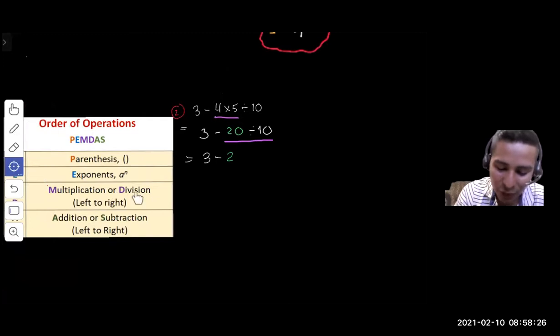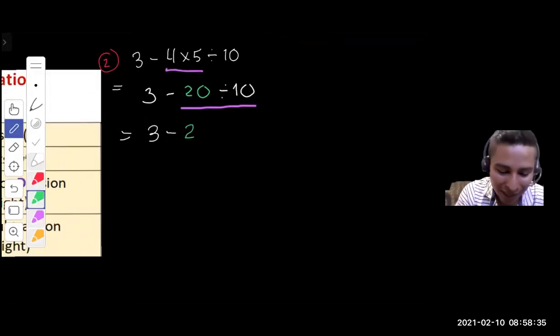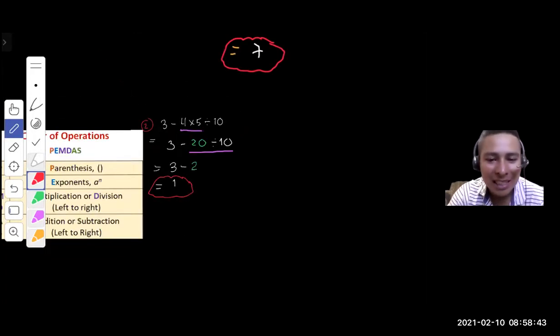Any multiplication or division? No, we have already done them. Addition or subtraction, it is a subtraction. And what is that equal to, guys? Piece of cake, right? 1. That is equal to 1. And this is my answer. Pretty easy, right?